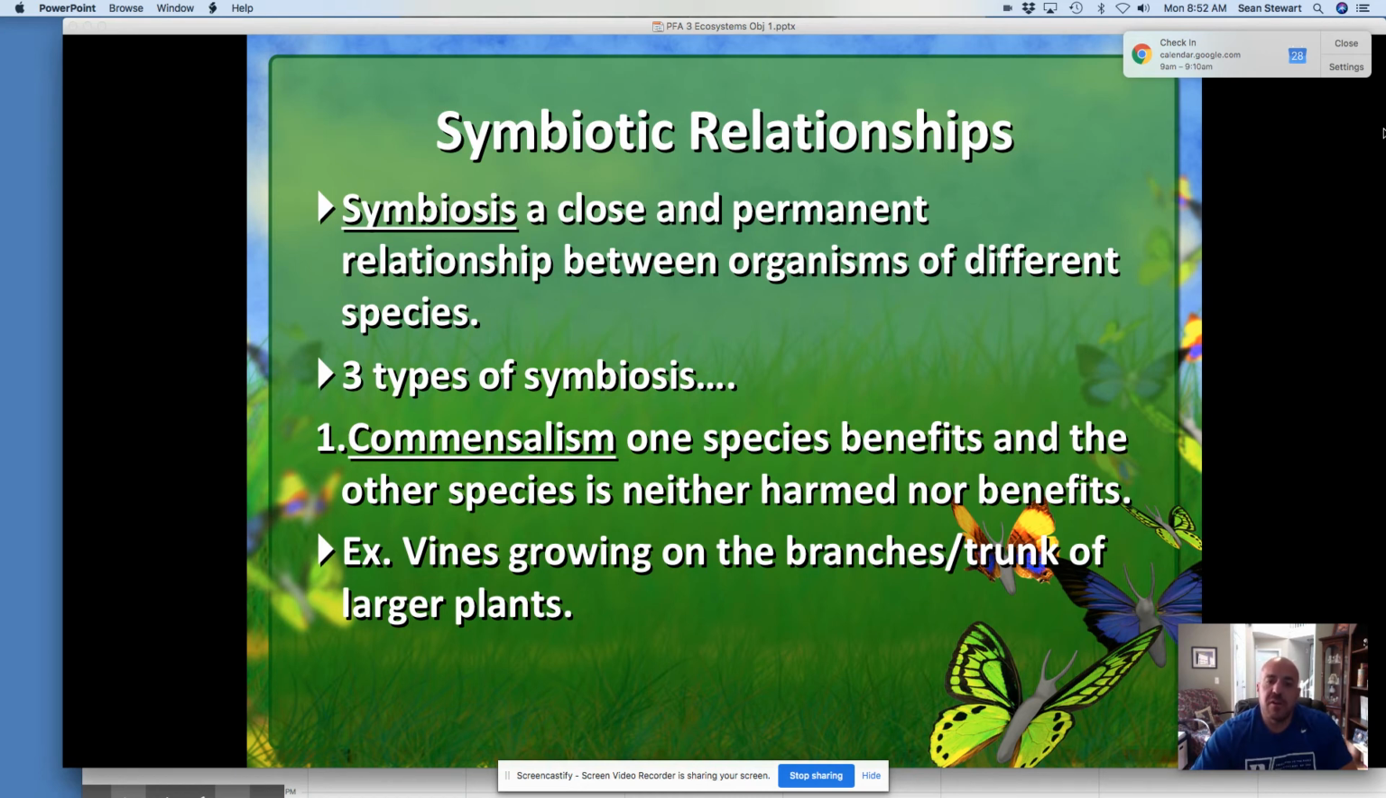If you've ever seen Finding Nemo, where does Nemo live? Well, at the beginning, he lives in an anemone. Remember, the anemone can sting things, so they are protected by the anemone. So the clownfish benefit, but the anemone doesn't get helped, and it doesn't get hurt, so it's considered commensalism.